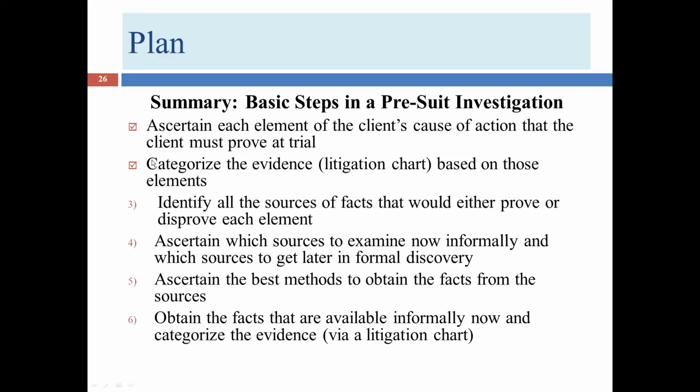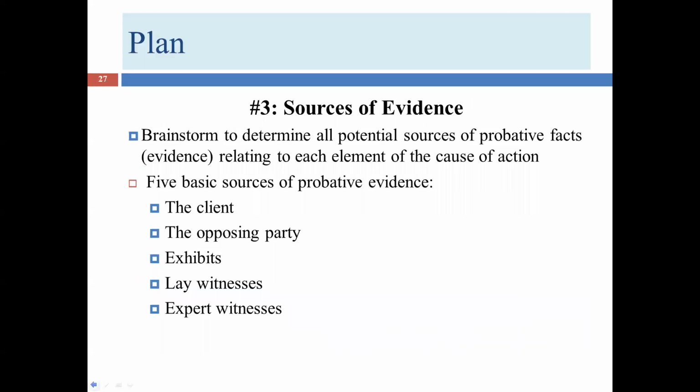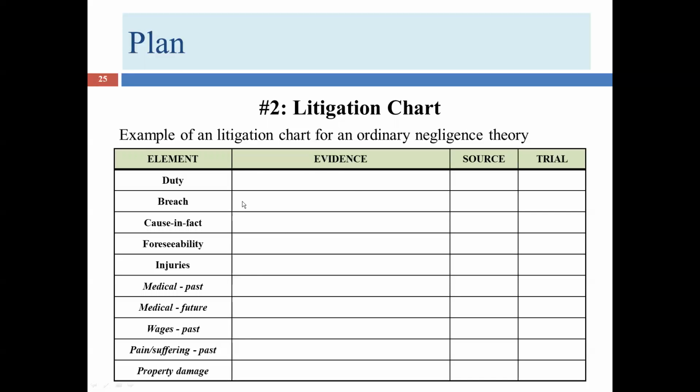Okay, so we're done with item number 2. We're ready for item number 3. Identify all the sources of facts that would either prove or disprove each element. So now we're going to start filling in the blanks in this chart. As I said before, we've set up the chart, now we're putting in the blanks.